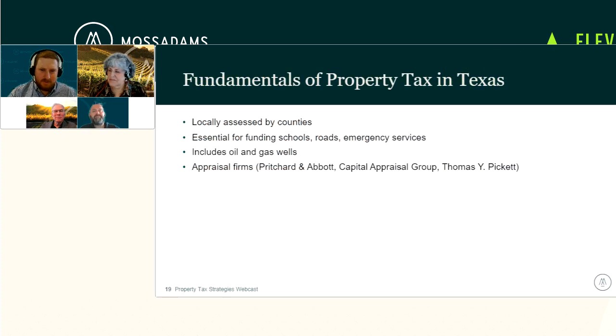So let's begin with the basics here. In Texas, property taxes are assessed at the local level by the county appraisal district, and they're vital for funding important local functions, including schools, roads, and emergency services. Oil and gas wells are classified as taxable properties under this system. It is worth noting too that most of the appraisal districts in Texas utilize third-party appraisal firms to value the oil and gas wells in their county. And the three major firms are Pritchard Nabbit, Capital Appraisal Group, and Thomas White Pickett.